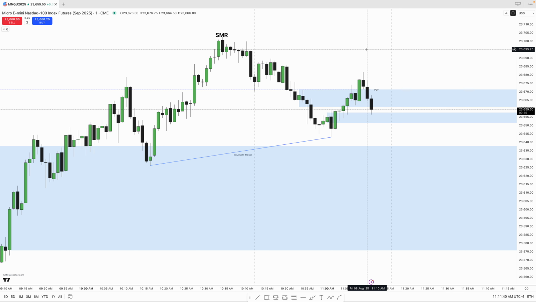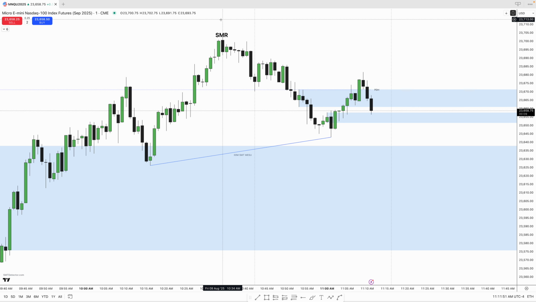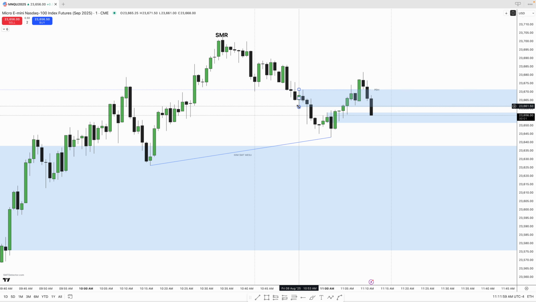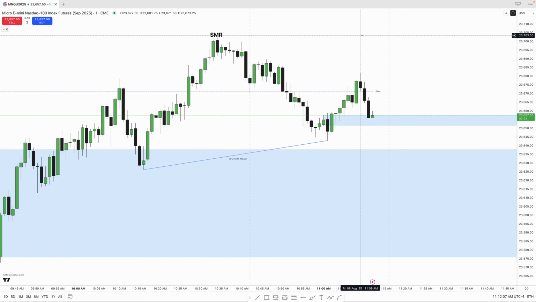Just have to stick to your protocol. So we do have SMT here between YM on the highs. No SMT with ES. Looks like we're violating that PD array, so potentially could be going short again.